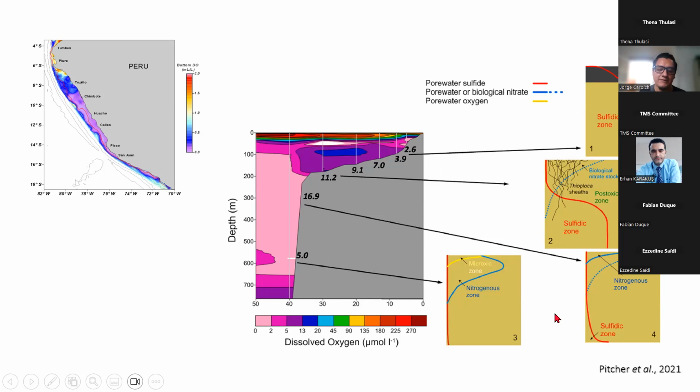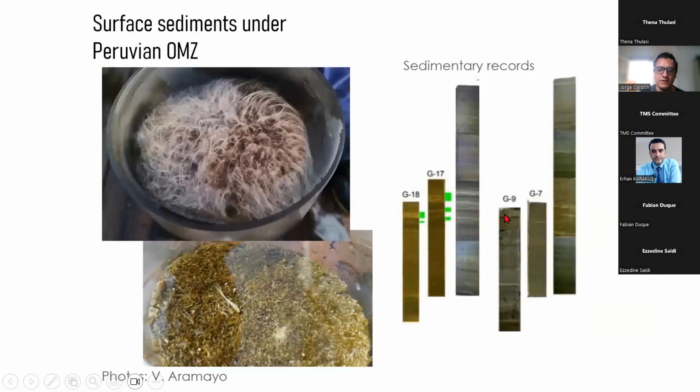So foraminifera live in all these microhabitats across the OMZ, from the sulfidic zone to outside the OMZ. These are only some photographs to show what the sediments in this OMZ look like. These are the Thioploca sheaths. This is another surface sediment. And this is an example of sedimentary records. You can see that they have very pretty laminations.